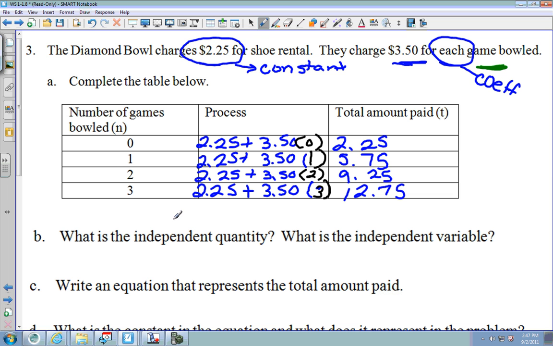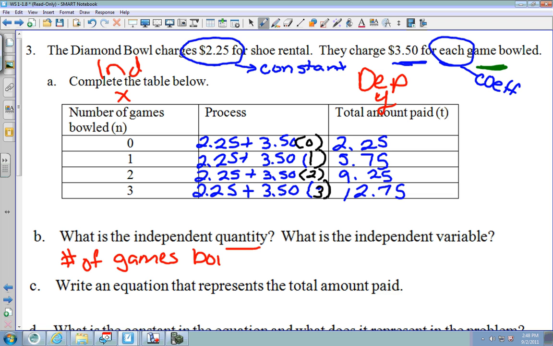Now, independent and dependent. The independent is the cause. Dependent is the effect. What's the end result after we're bowling? So here's my Y. This is my dependent. The end result is how much we have to pay. My X is the independent. What do we first have to do? We have to figure out how many games we're bowling. So right here, quantity in words, this should be the number of games bowled. The variable is the N.